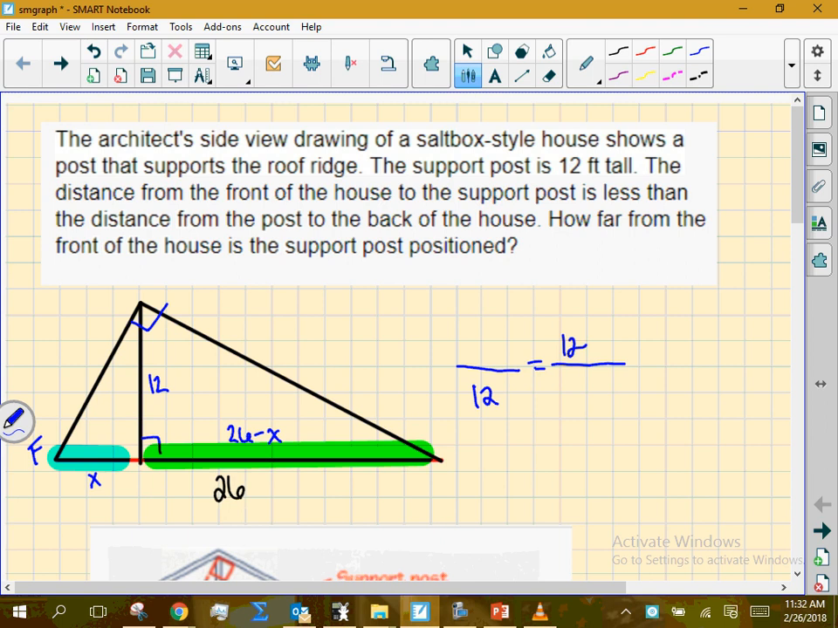Wait, can you put a picture like that? How can you y 26 minus X?